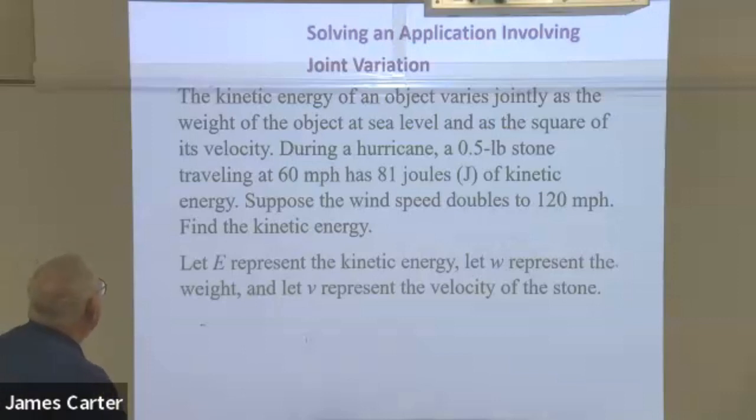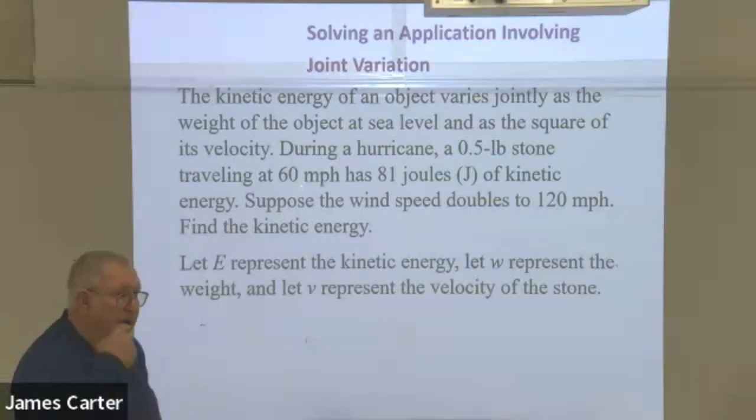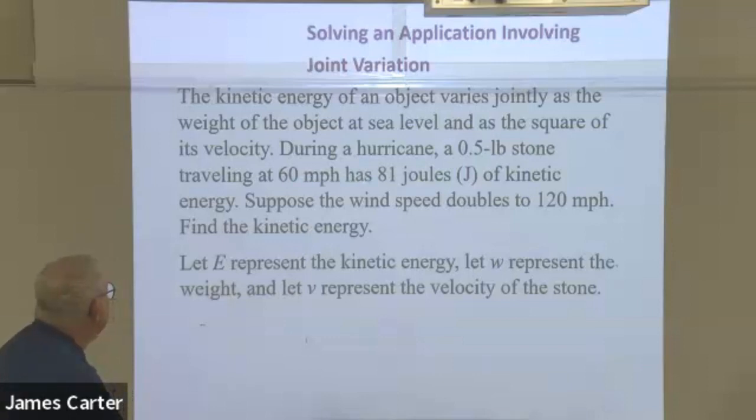Okay, so here's just a problem. They're giving us the information. Oh, here we go. A 1/2 pound stone at 60 miles an hour. Now keep in mind, they could have as much as 100+ miles an hour wind. But this stone is flying at 60 miles an hour. It says it has 81 joules of kinetic energy, of movable force. What if the wind speed doubles?